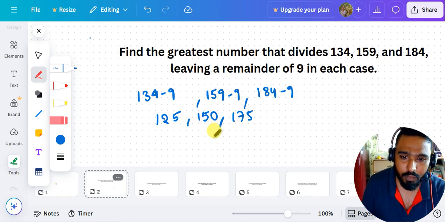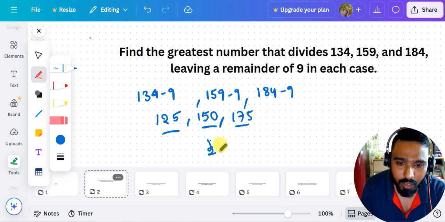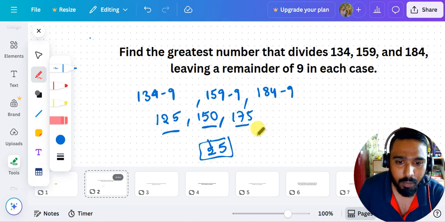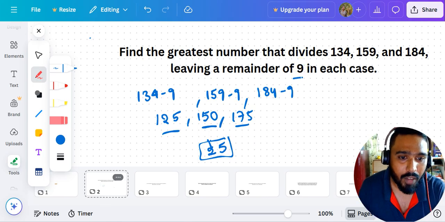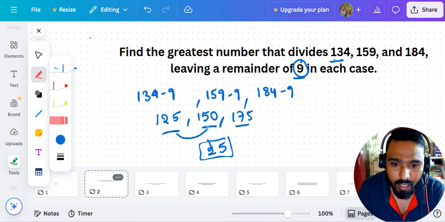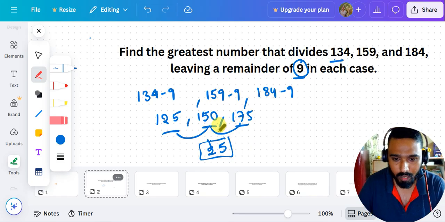What is the HCF of all these three? This is a little easy, because directly I can say the common in all these three must be 25. The common in all these three should be 25. So 25 is the answer for this particular question. So what you have to do, when the remainder is same in each case, to each number just subtract 9, whatever is given here, and then take the HCF of the values you get.